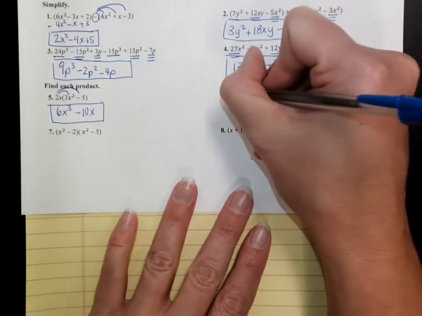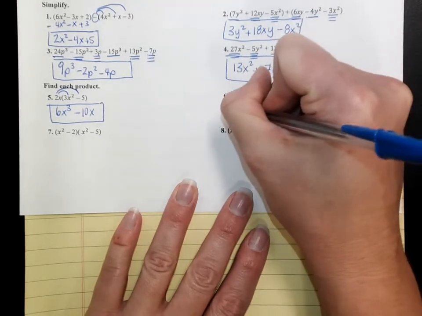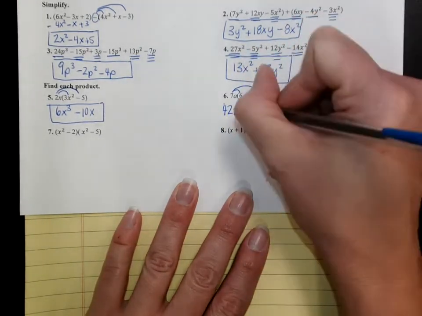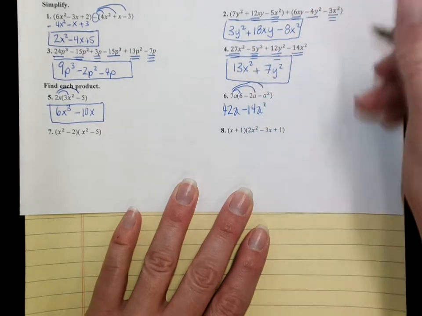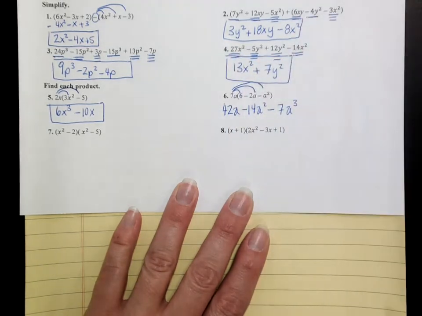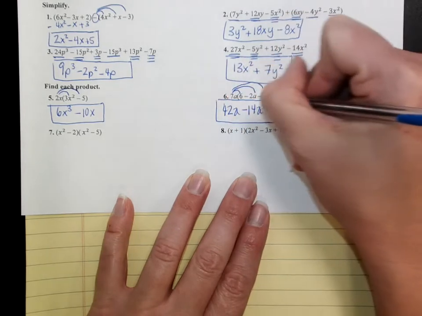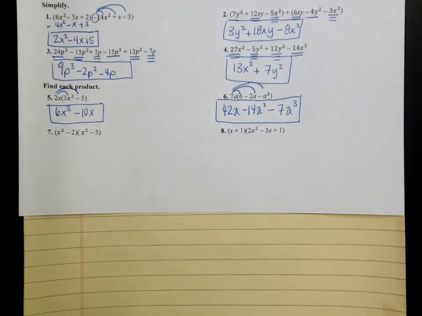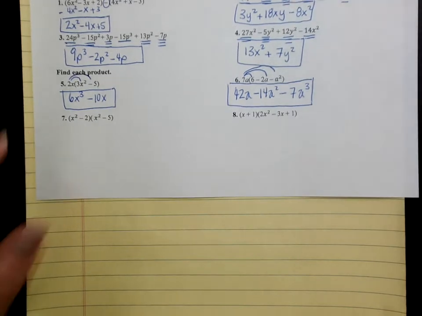Same thing on question 6. 7a times 6, 42a. 7a times negative 2, negative 14a squared. 7a times negative a squared, negative 7a cubed. Again, we probably would prefer that to be in standard form, but that's okay. I'm going to leave my answer like that because that's the way they had it written originally. Question number 7. Question number 7 is still a FOIL question.